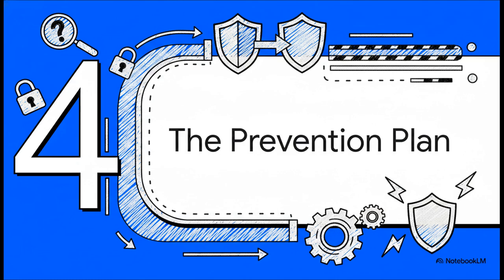Okay, so we've investigated the crime scene, we've identified the main suspects, but a good engineer doesn't just run around fixing problems after they happen. They build systems to prevent them. So the real question is, how do we stop these handshake failures from happening in the first place?